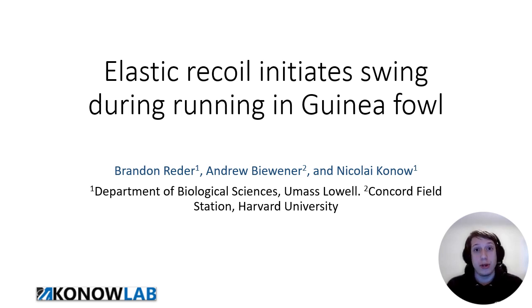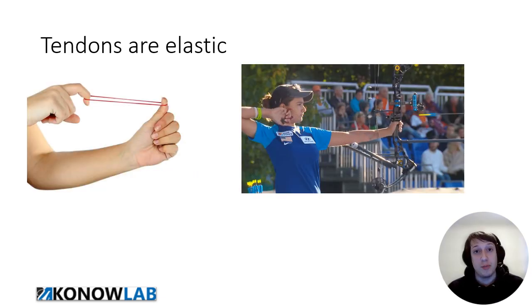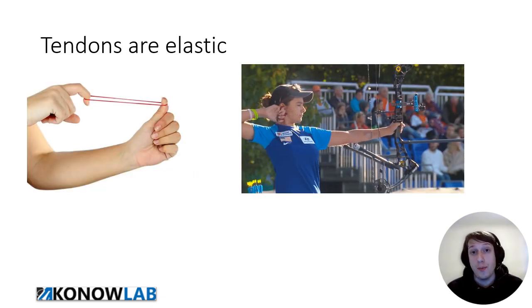Hello, my name is Brandon Reeder, and I'm going to talk about how elastic recoil initiates swing in Guinea fowl running. Tendons connect muscle to bone and allow a contracting muscle to move a bone at a joint.